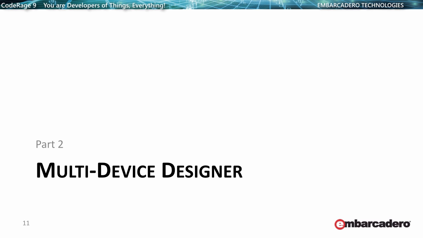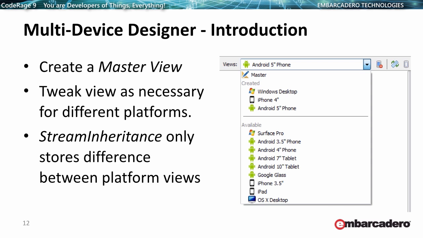All right, so now let's take a look at the MultiDevice Designer. The idea behind the multi-device designer is you first create a master view, and the master view contains all your controls and lays out like you would normally lay things out. So you're going to use all your alignments and your anchors and your margins and your padding, etc., just like you did before on your master view.